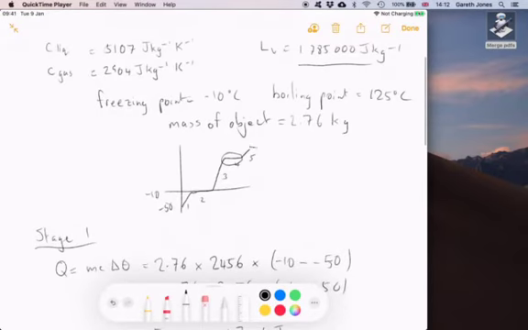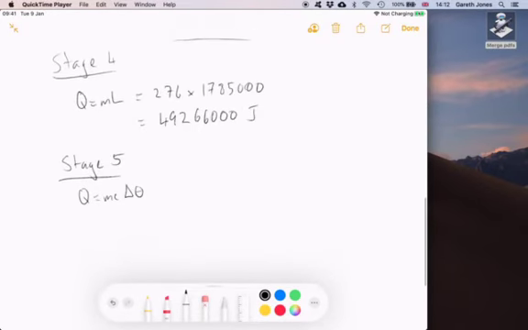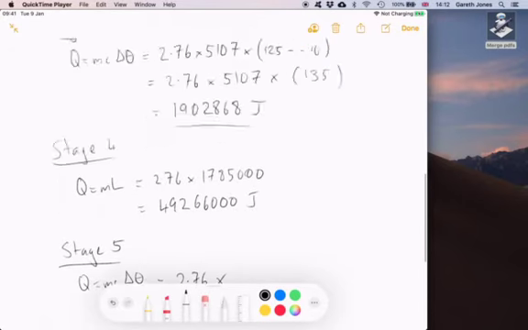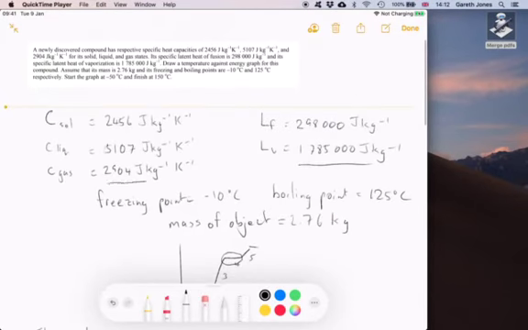Okay, now finally, our fifth stage, which is to take that gas, which is already at 125 degrees, and heat it up to 150. So we have our mass again, 2.76. The specific heat capacity when it's a gas is that number there, 2904.